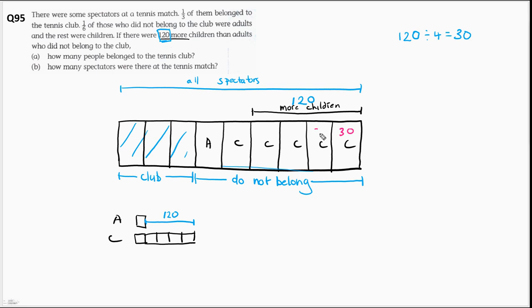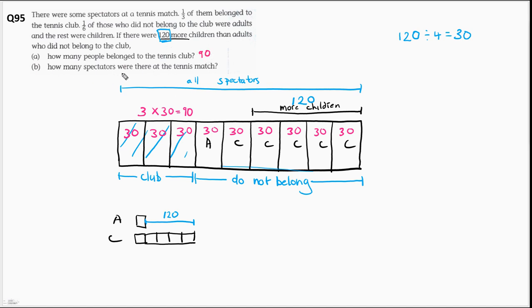Okay, we worked it out from this bit here, but all of the parts have a value of 30, and by that I mean they represent, in this model, 30 people. Okay, so let's have a look. How many people belonged to the tennis club? Well, that's this section here. These are the people that belong to the tennis club. So we have 3 times 30, which equals 90. So that's the answer to that question.